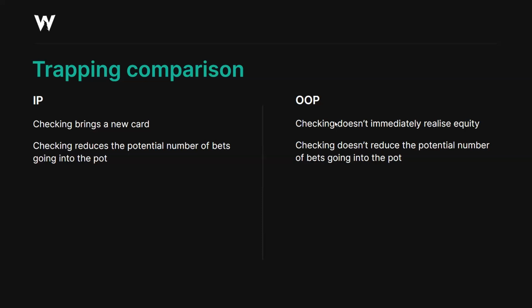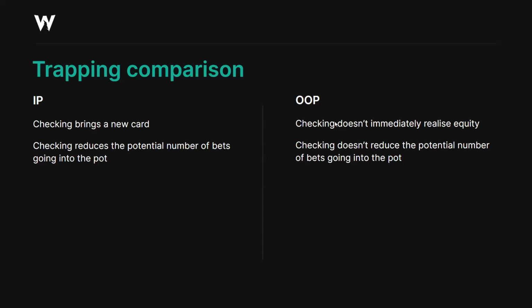problem with trapping in position is that checking reduces the potential number of bets going into the pot. Okay, so in position, let's say you're on the flop again, you check back. Now if your opponent checks, you can only bet twice. If he bets, you can raise and then bet, which almost amounts to 3 bets, kind of.